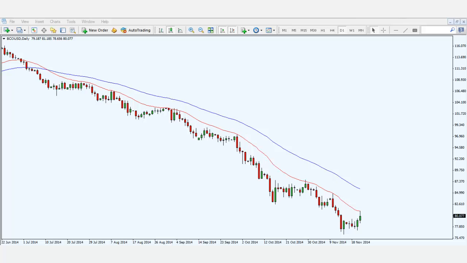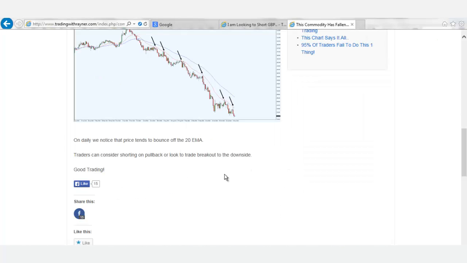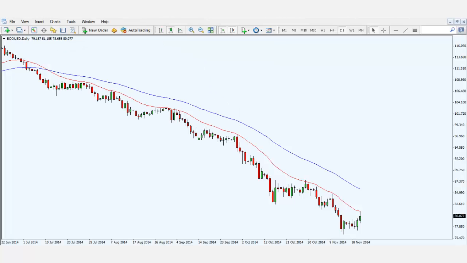So again, if you've been following my site, I did push out this trade idea. I said on the daily, notice that price tends to bounce off the 20 EMA. Traders can look for shorting on a pullback, or look to trade the breakout towards the downside. All this I publish way, way in advance, so hopefully traders can see what I'm seeing on the markets, and it's up to their own decision whether they want to take the trade. This week you probably managed to catch crude oil if you did short the retracement when price touched the 20 period moving average.